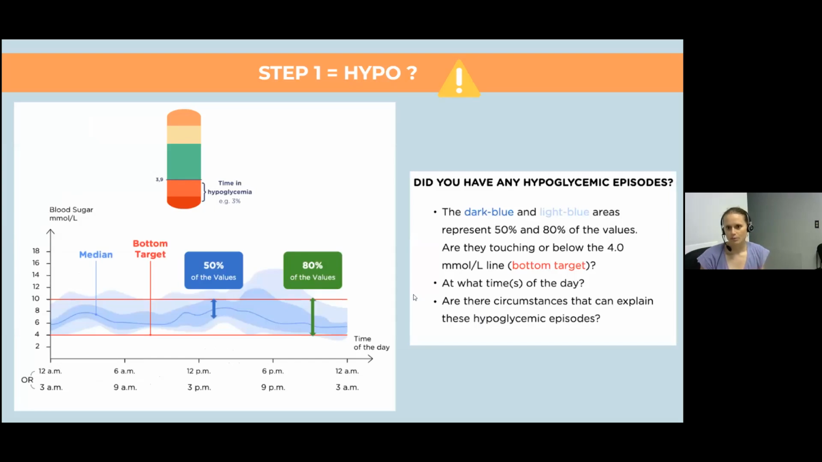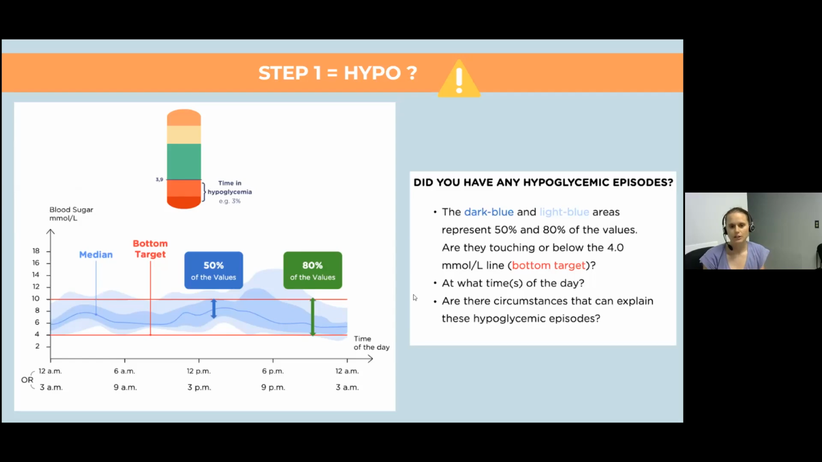So the first step is hypoglycemia. How do we evaluate hypoglycemia? Remember when I said there's some key data? Well, part of the key data is the time that you spent in hypoglycemia. You're going to have a number on that report, a percentage, and what we want to aim for is less than 4%. So you're going to look at that number.